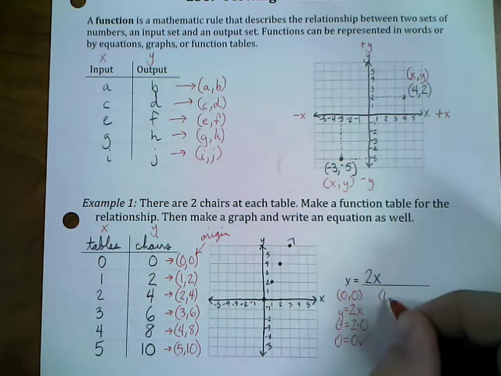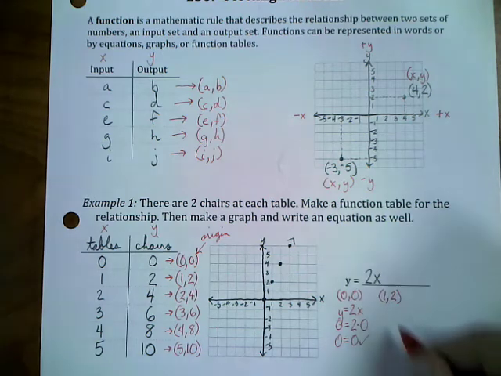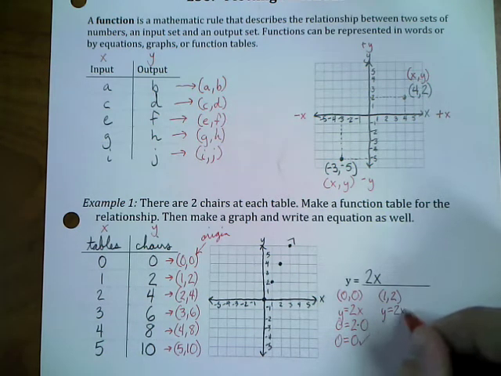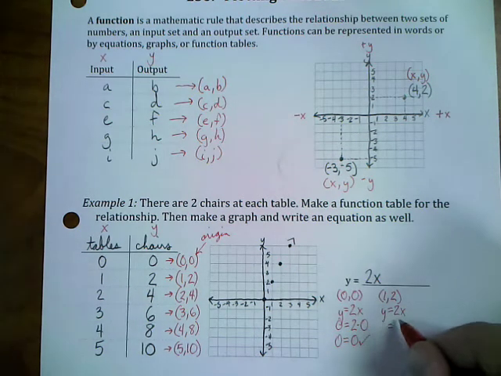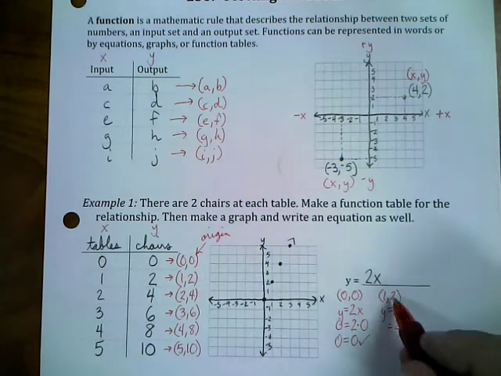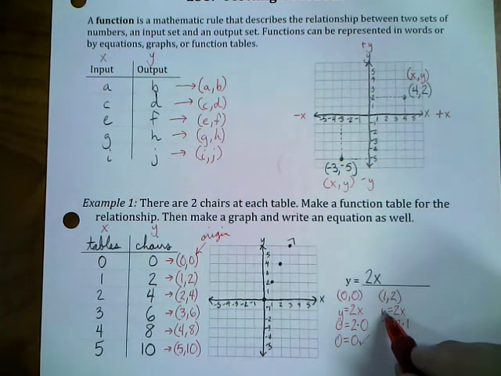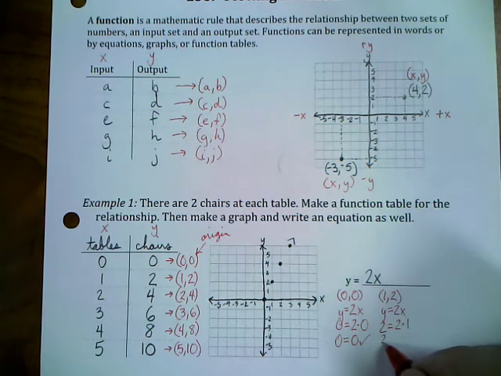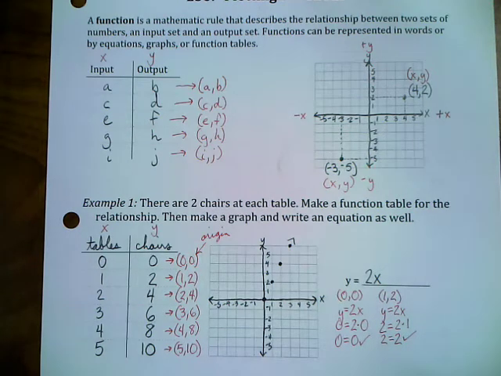If we check 1 comma 2, so again our equation is y equals 2x. This means this 1 here first means that that's my x value. So this is 2 times 1. And this second number means that y is 2. So does 2 equal 2 times 1? Well, 2 times 1 is 2. Does 2 equal 2? Yes, it does.